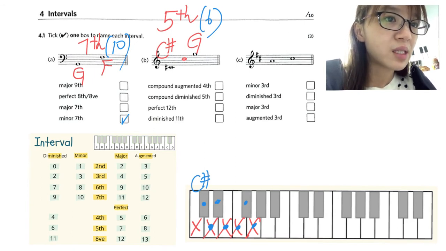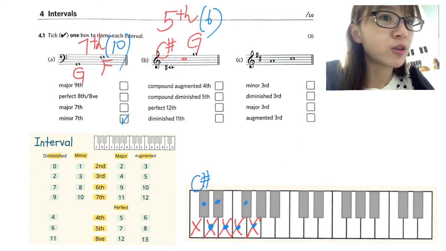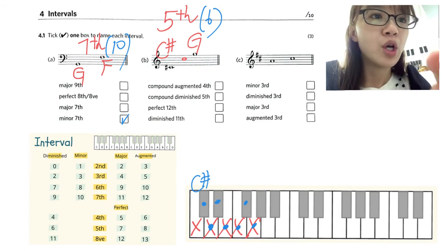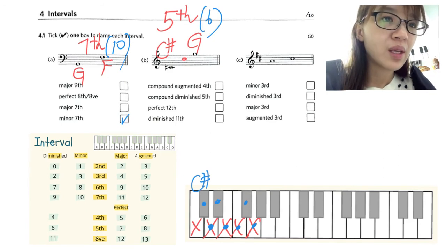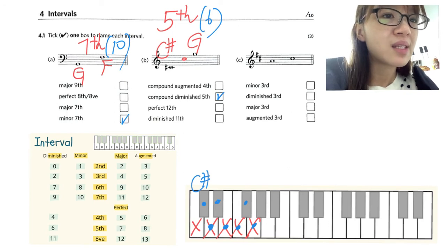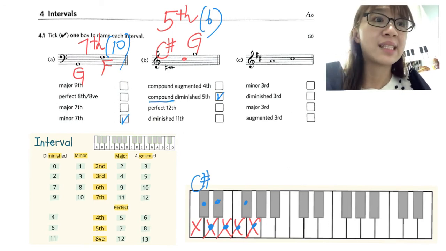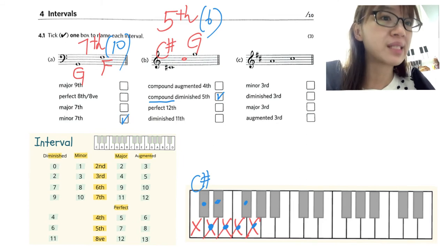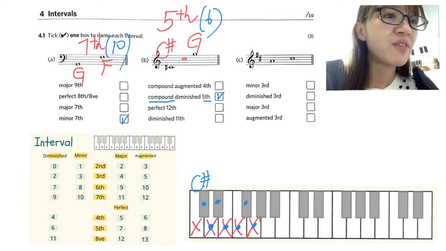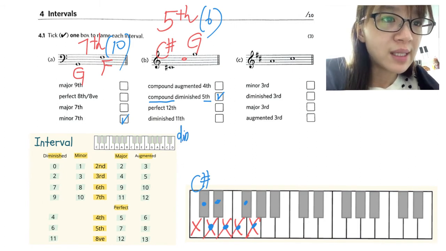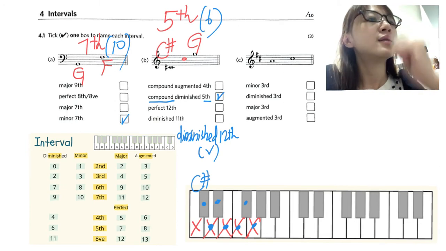Don't forget, we have more than an octave, so we add the word compound. So the answer is this one. Or the answer should be, let's think that compound is like 7. So 7 plus 5 is 12. The other answer is diminished 12. So the other answer is diminished 12. And this is correct. Next one.